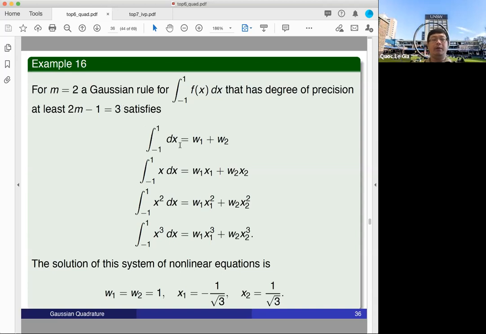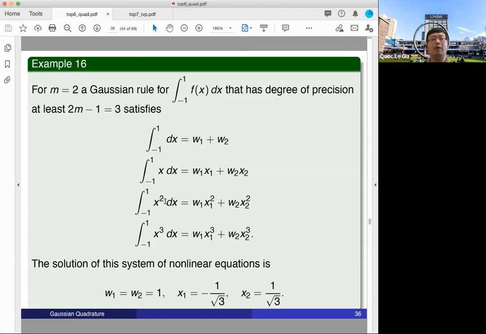And how do you do that? Well, you have to solve 4 nonlinear equations. The first one says that the integral of the function 1 is exactly equal to the quadrature applied to the function 1, because 1 times w1 plus 1 times w2 is the quadrature applied to the function 1. So it has to equal the integral from minus 1 to 1. And then if you integrate the function x from minus 1 to 1, it will equal the quadrature applied to the function x. So you have w1 x1, the first weight multiplied with f evaluated at the first point x1, and so on.